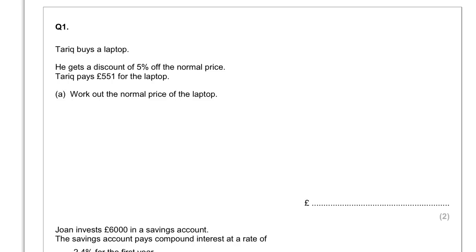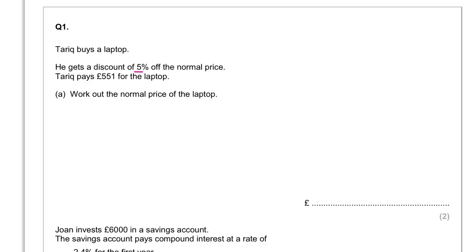Okay, Tarek buys a laptop. He gets a discount of 5% of the normal price. He pays $551 for the laptop. Work out the normal price. So this is a typical reverse percentage. Now, we can look at this visually. We're going to do two things: the multiplier method and the visual method.